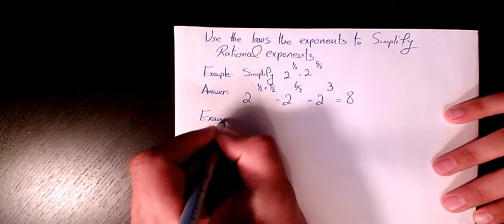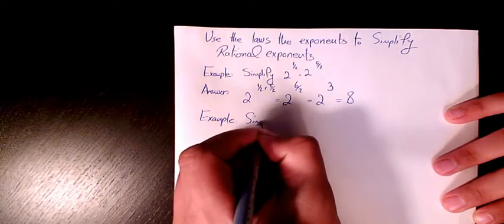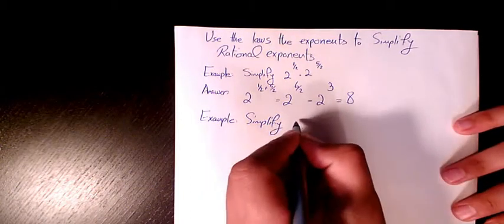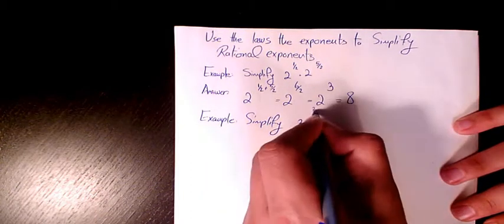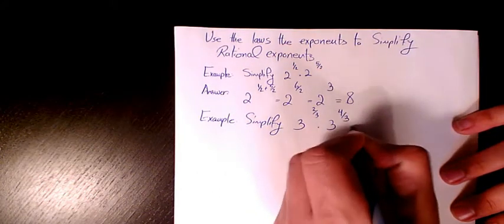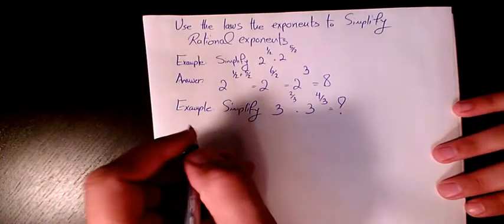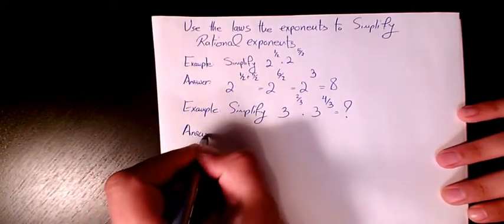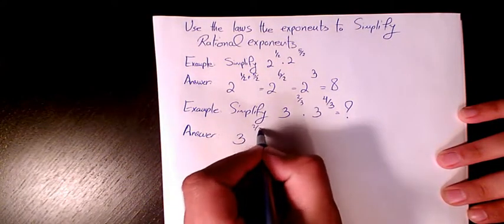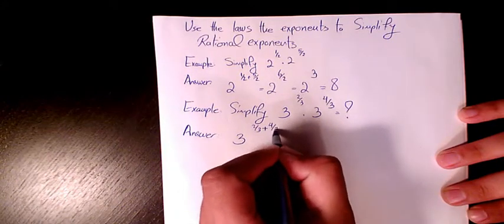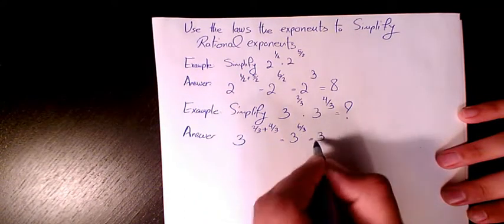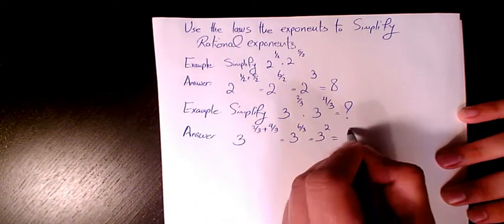Next example, simplify 3 to the power of 2 over 3 times 3 to the power of 4 over 3. Answer is going to be 3 to the power of, product rule, we add the exponents because the bases are the same. So it's going to be 6 over 3. So that makes it 3 to the power of 2. 3 to the power of 2 is going to be 9.